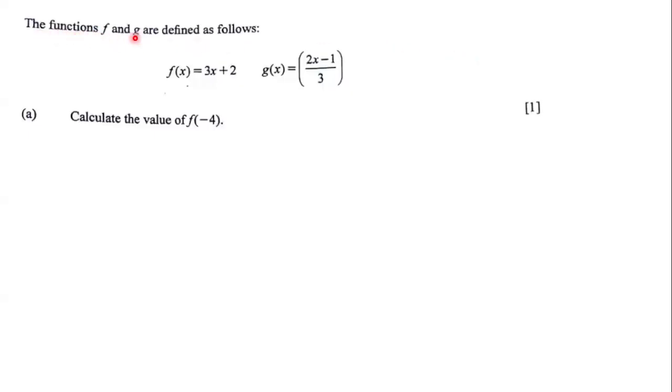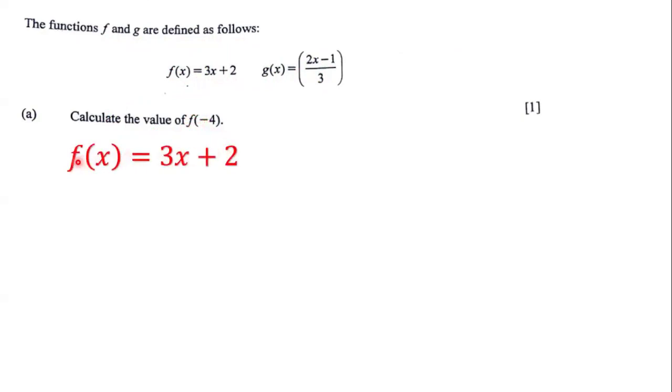The functions f and g are defined as follows. f of x is equal to 3x plus 2. g of x is equal to 2x minus 1 all over 3. Here they want us to calculate the value of f of negative 4.